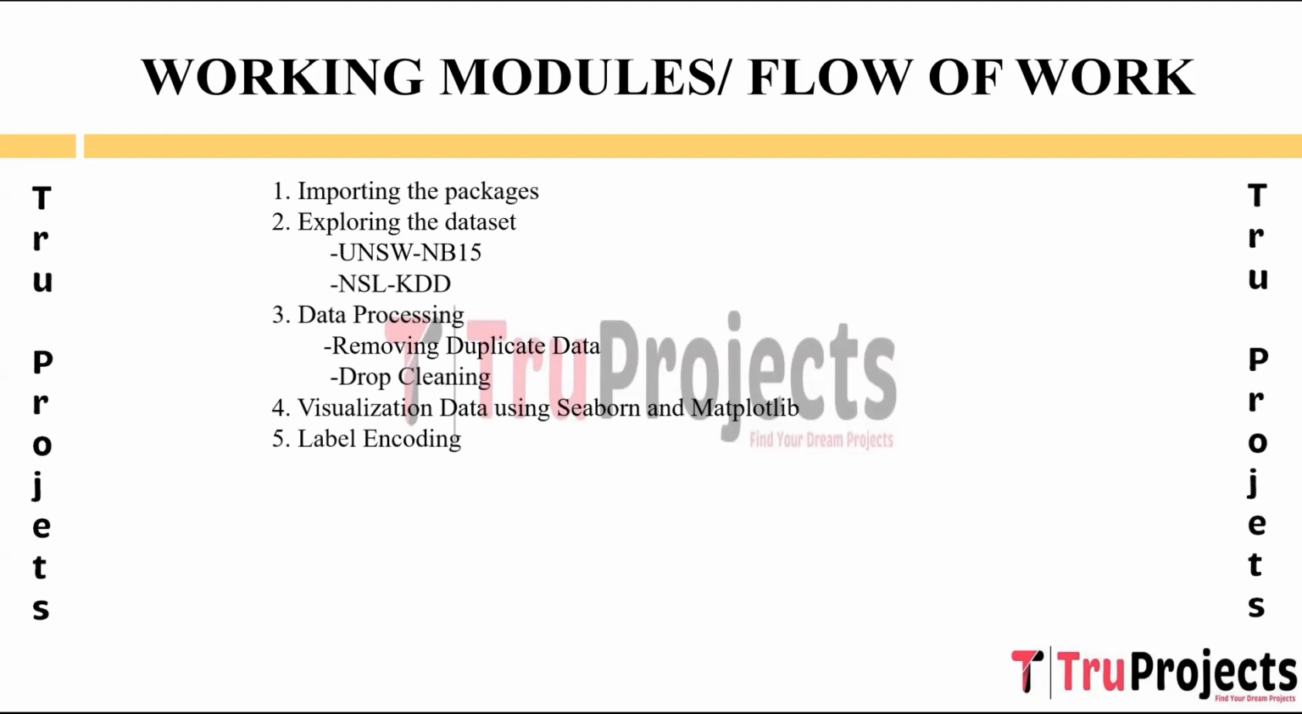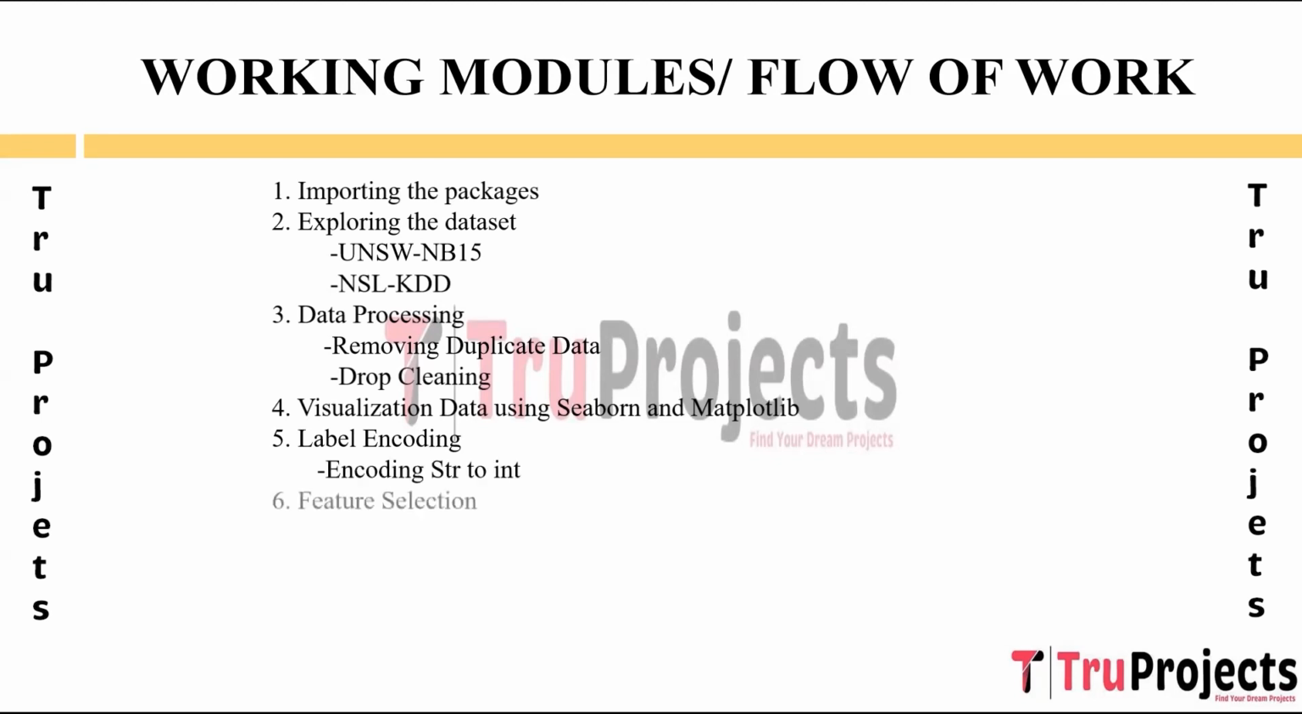Label encoding. Label encoding involves converting categorical variables or strings into numerical representations suitable for machine learning algorithms. This step ensures that non-numeric data like categorical labels is transformed into a format that the model can interpret.